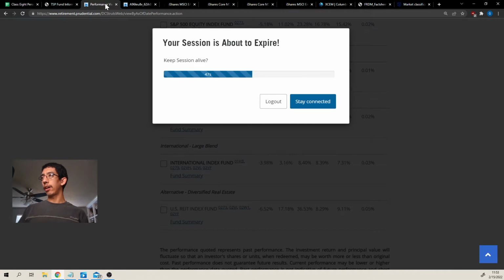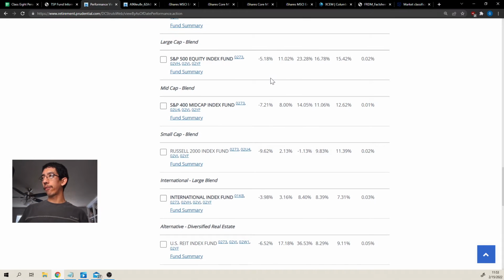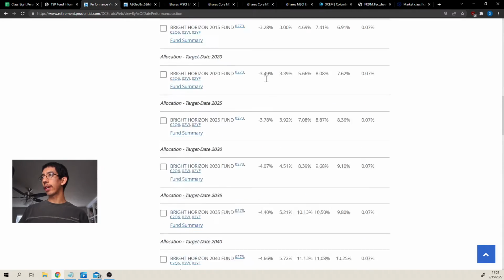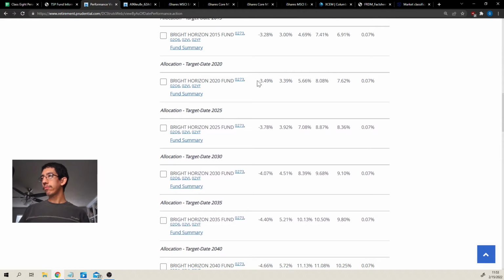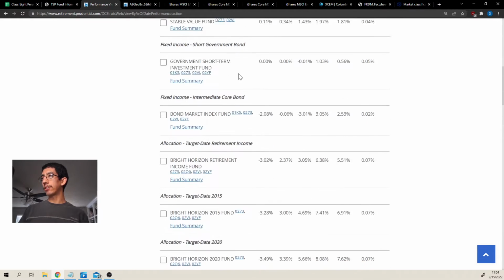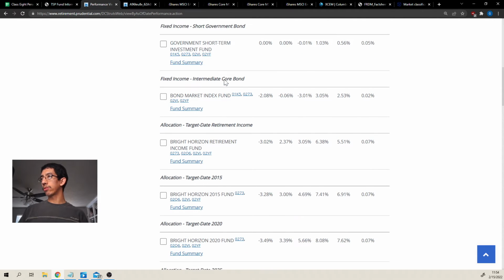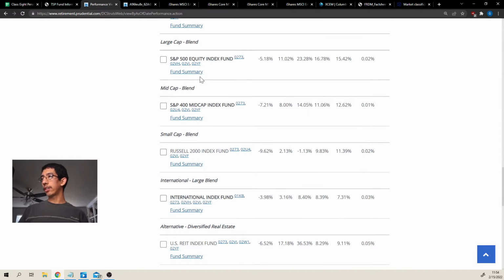I also pulled up, so here's a look at my other 401k. It may reveal what my employer is. That's okay. If I see it, then I'll say that I'm not representing them. But I've got these different funds in my civilian 401k. It's got a stable value fund, a government short-term investment fund, Bright Horizon, which is their version of target date funds.